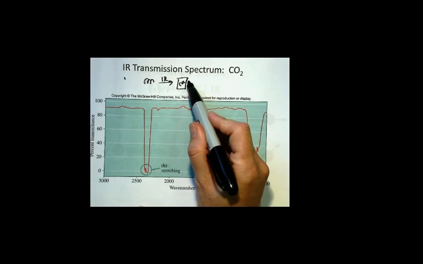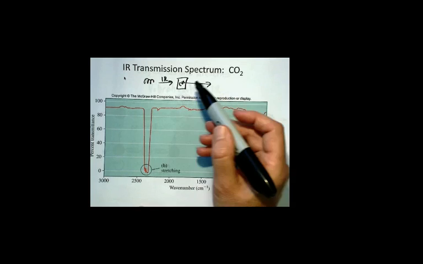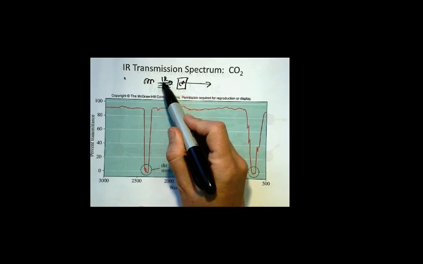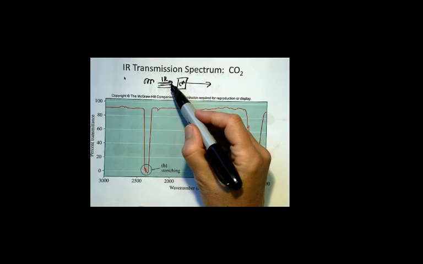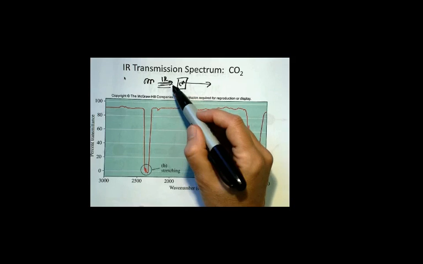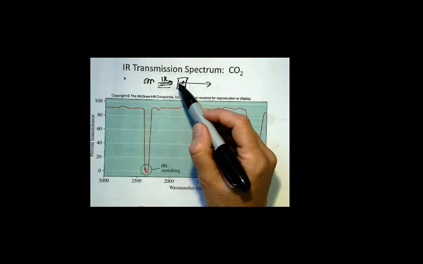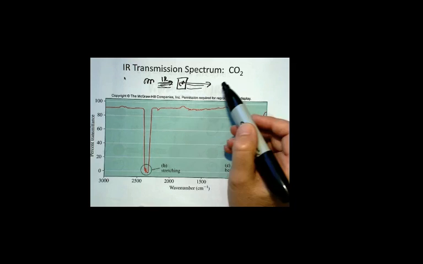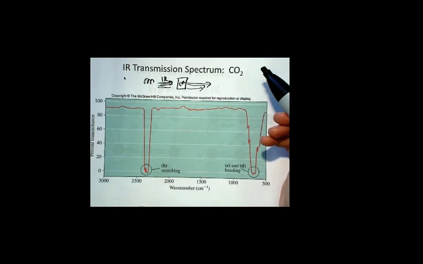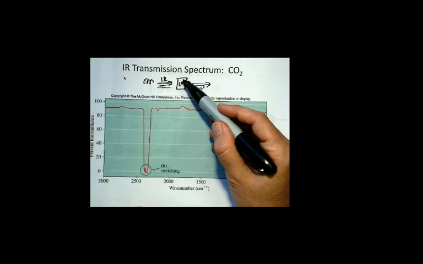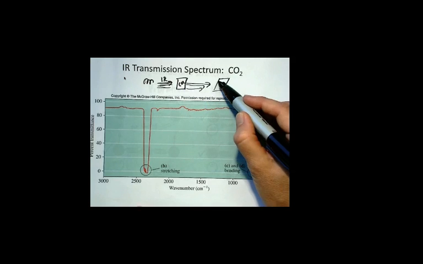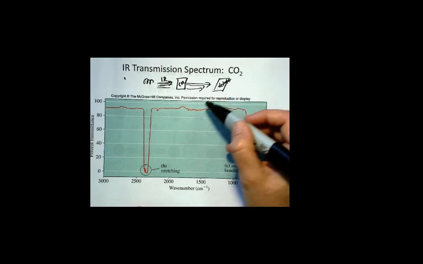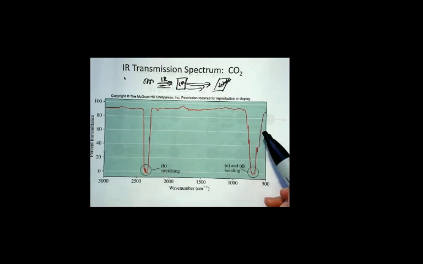And then you allow the infrared radiation to pass through the sample, at all different wavelengths, one wavelength at a time. Only certain wavelengths are going to come out on the other side. The wavelengths that are absorbed by the carbon dioxide are not going to come out. You detect this with some kind of detector on the other end. And so this is called an IR spectrum. This would be what you see on your detector.